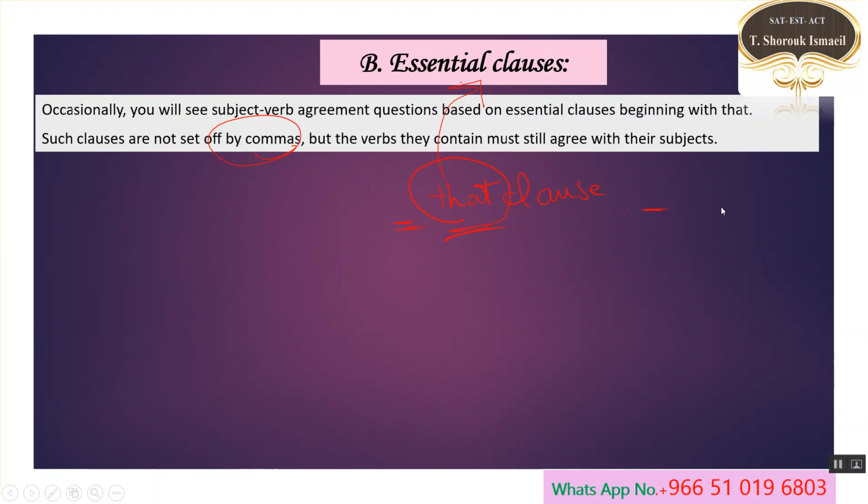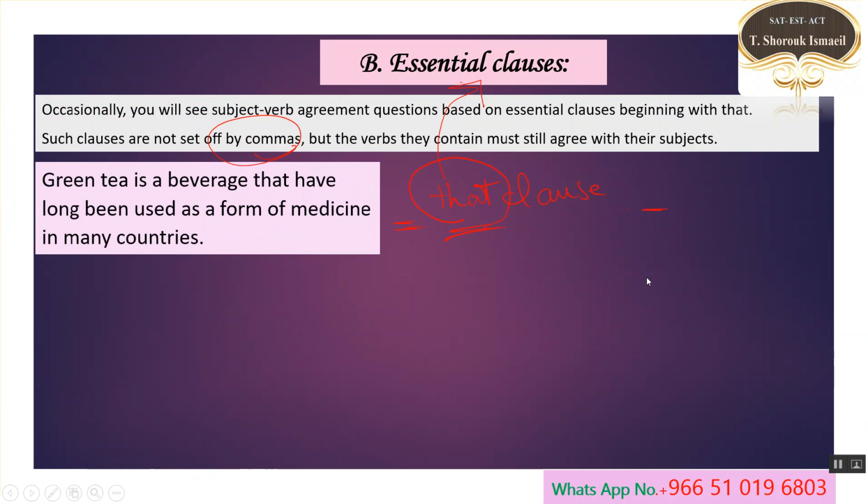Yes, I do have the main verb of my sentence right after the that clause. But still, we have two verbs here: one verb in the that clause and one verb after it. Both of them have to agree with my subject. They follow my subject. Let's have a look at this example. Green tea.